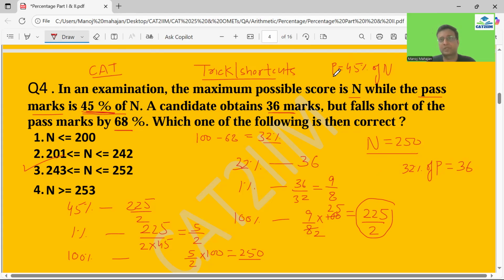45% of n. So let me substitute this over here. So 32 by 100, if I remove the sign, and 45% of n, that is 45 by 100 into n, and this is equal to 36. So if you do a calculation out here, you can calculate the value of n, which would come out to be 250. So of course, we could have done it with the equations out here, but I still love doing it with the numbers.